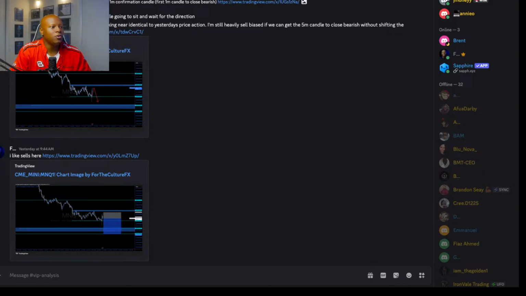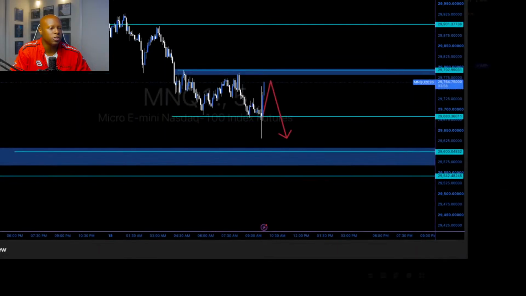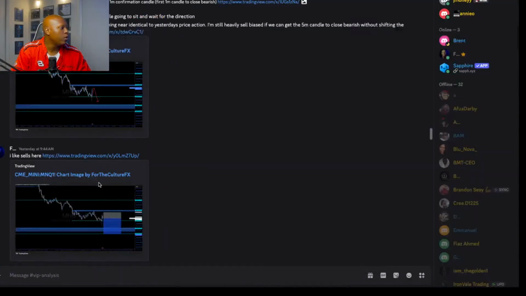Right. So I told the team, hey, look, current 5-minute candle closing bullish. We're looking near identical to yesterday's price action. I'm still heavily biased if we can get a 5-minute candle to close bearish without shifting the market structure. This was the setup that I was looking at. I wanted to see price retest back into this area and give us that steeper move to the downside because we were still in a technical bearish market structure. Okay, well, what are you saying, Kai?